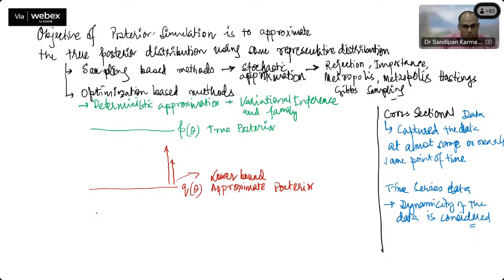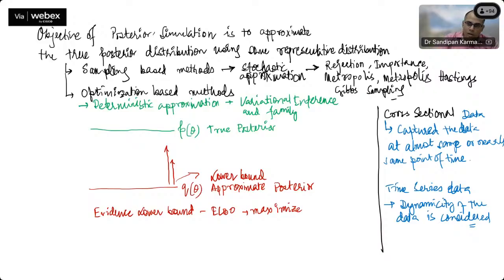So we find something called the evidence lower bound, the ELBO. You have to maximize this evidence lower bound. If you can maximize it, then we say that q theta is moving towards p theta, meaning the approximate posterior is moving towards the true posterior. So this is what variational inference is.